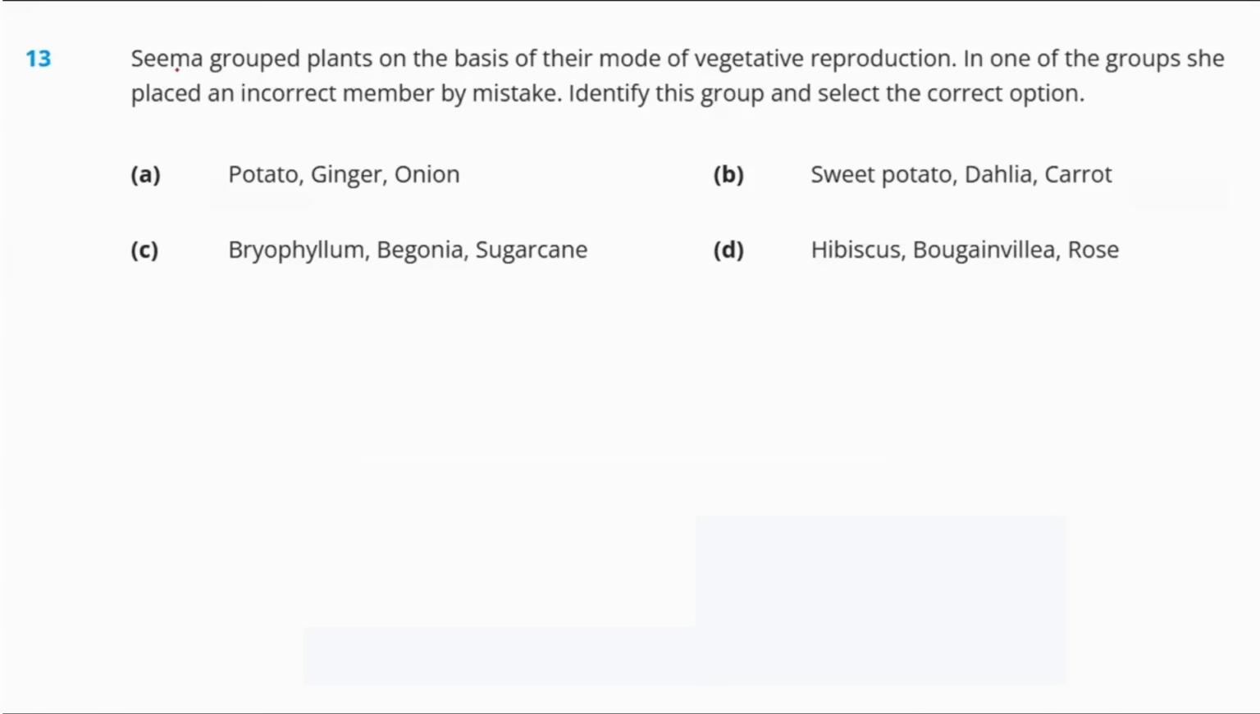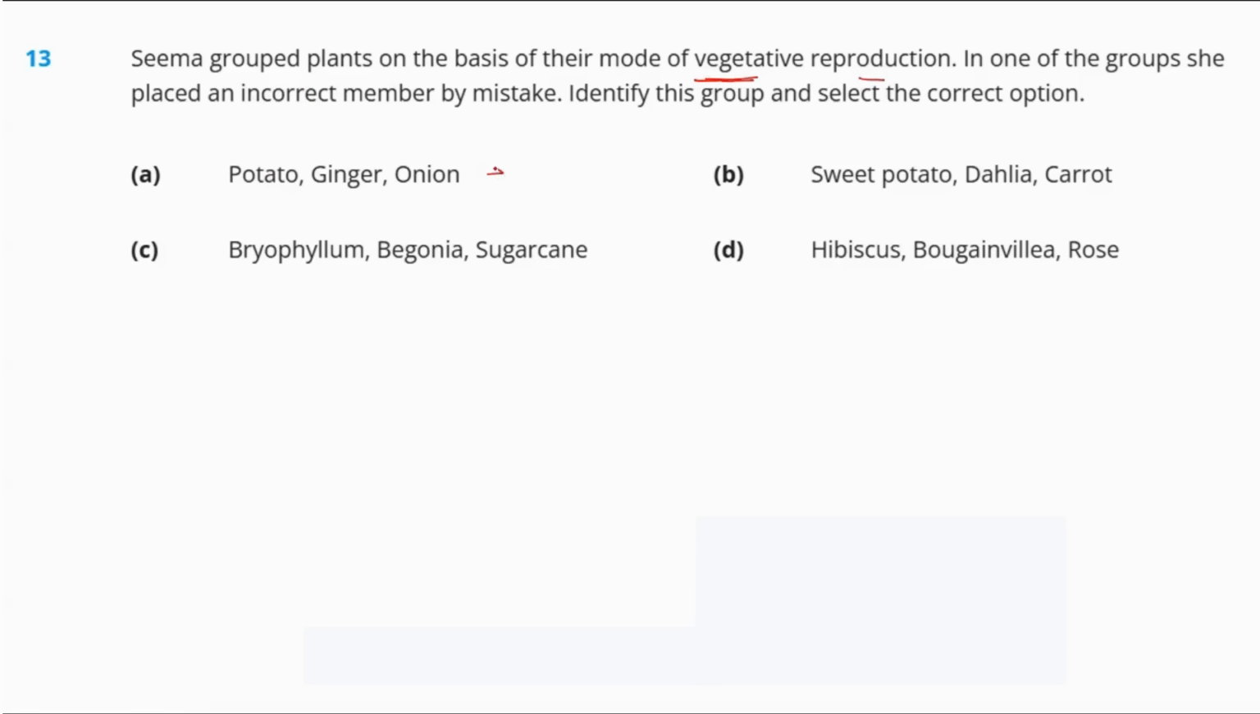Our next question is question number 13. Seema groups plants on the basis of their mode of vegetative reproduction. In one of the groups, she placed an incorrect member by mistake. Identify this group and select the correct option. So everybody, what is vegetative reproduction? When reproduction happens by a part other than the flower, meaning by root, leaf, or stem, we call it vegetative reproduction. So let us see the options here.